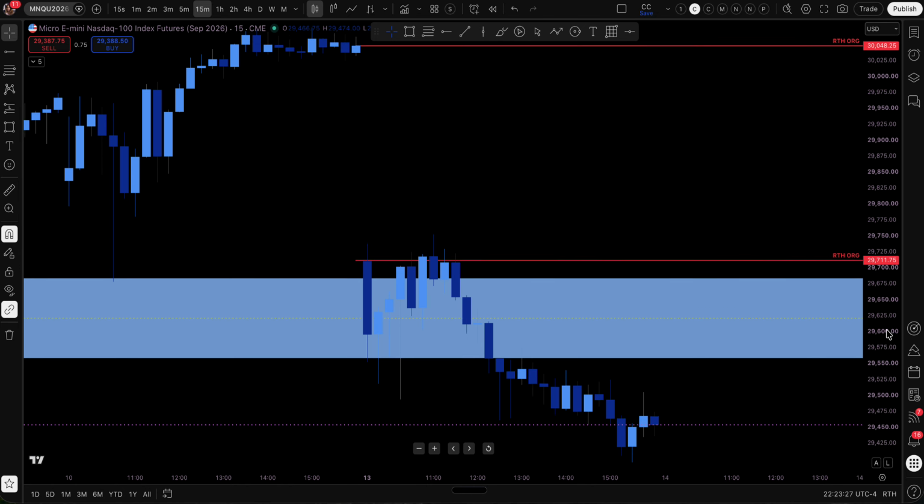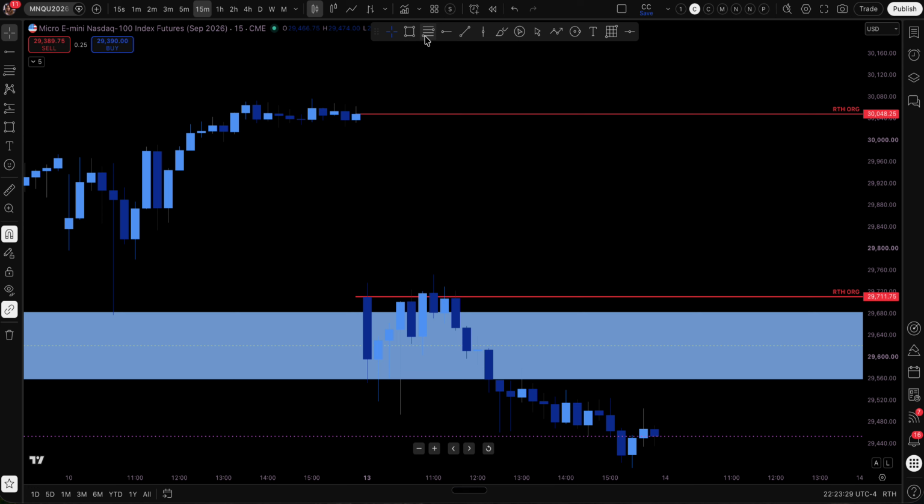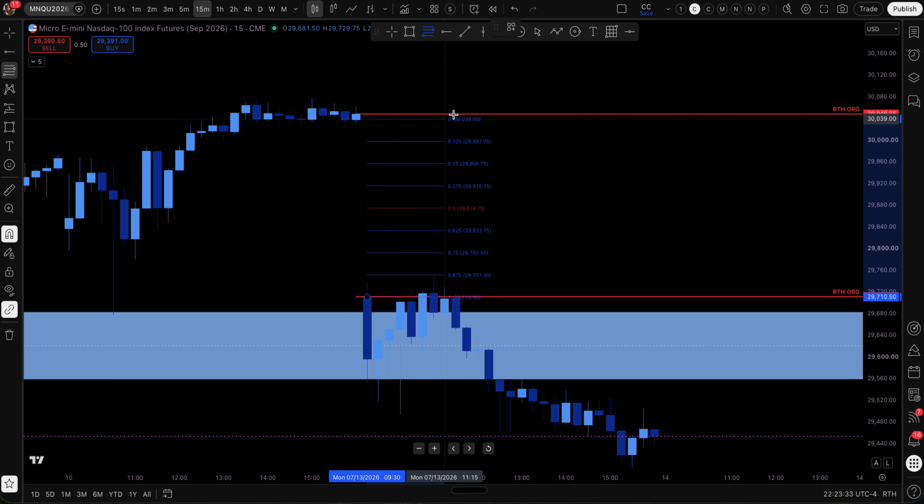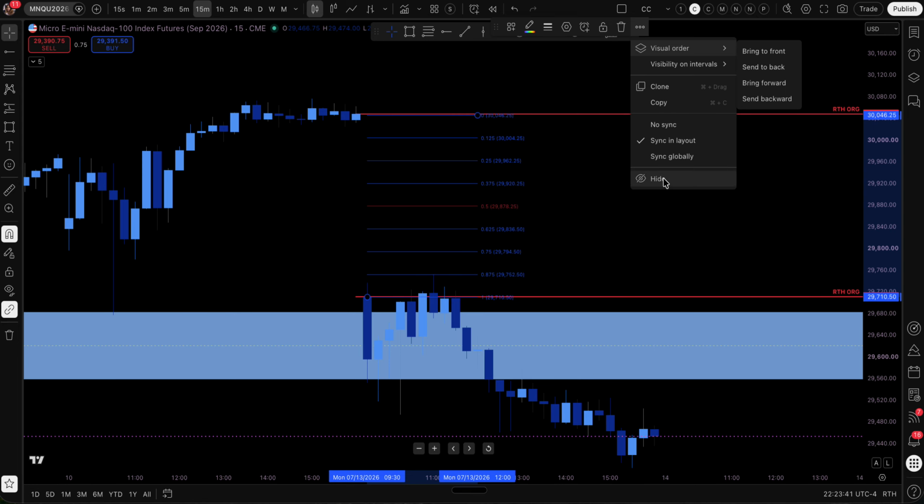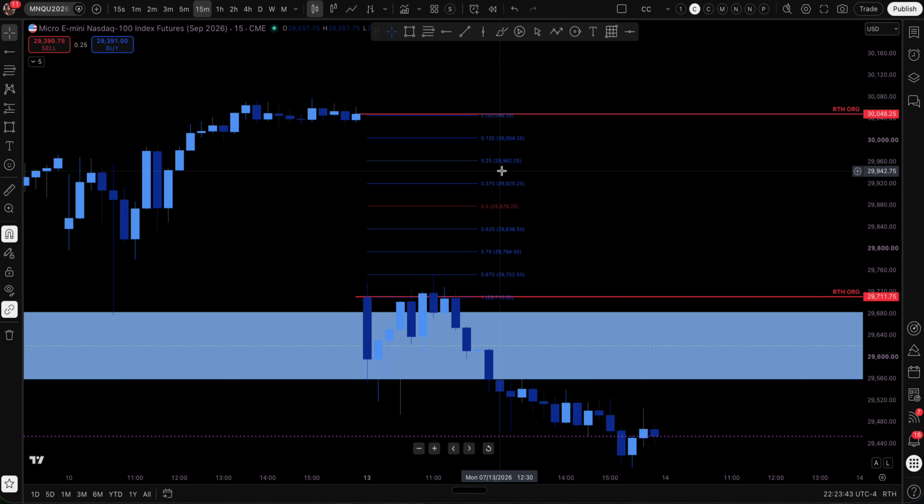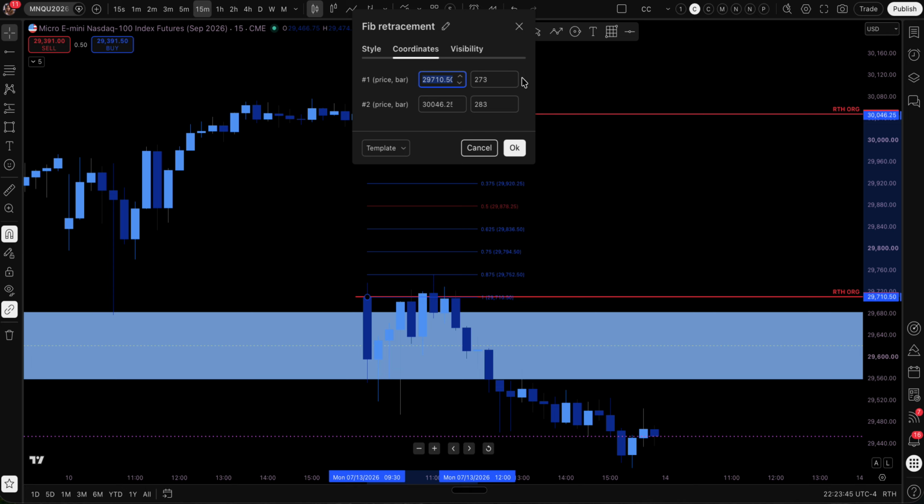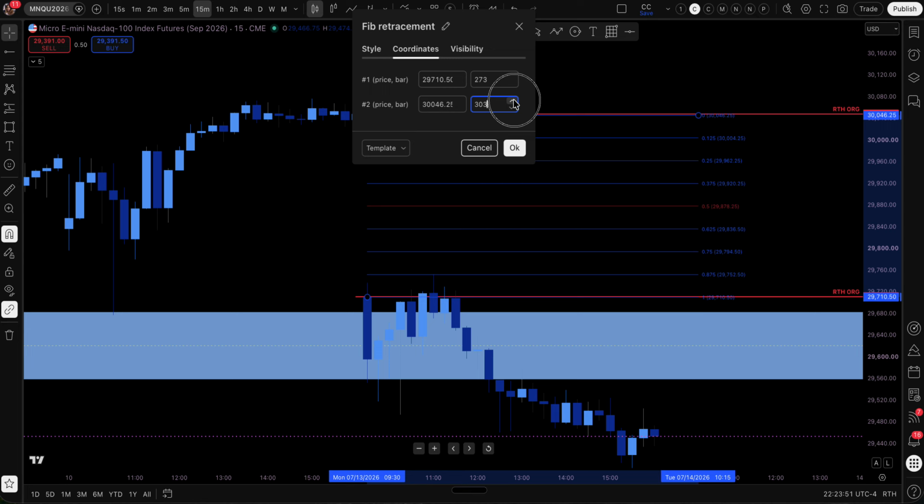So when I look at this range, I take a Fibonacci. And you can use the box if you just mark out your 50% line. But I use that and I draw that there. And I double click on here, coordinates, and I stretch this out to give me my line.